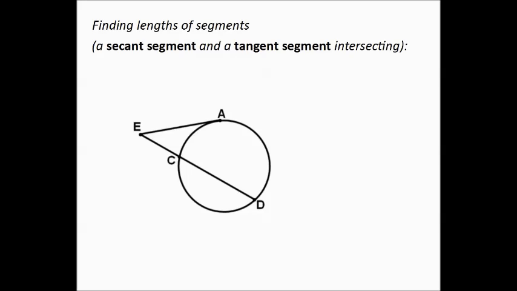We have one final scenario to explore, finding lengths of segments when we have the secant segment and the tangent segment intersecting. Now notice I try to keep the letters similar to how they were before, and the intersection of this tangent segment and this secant segment is at point E. Now the formula we can think of in terms of the other one, AE times BE equals CE times DE.